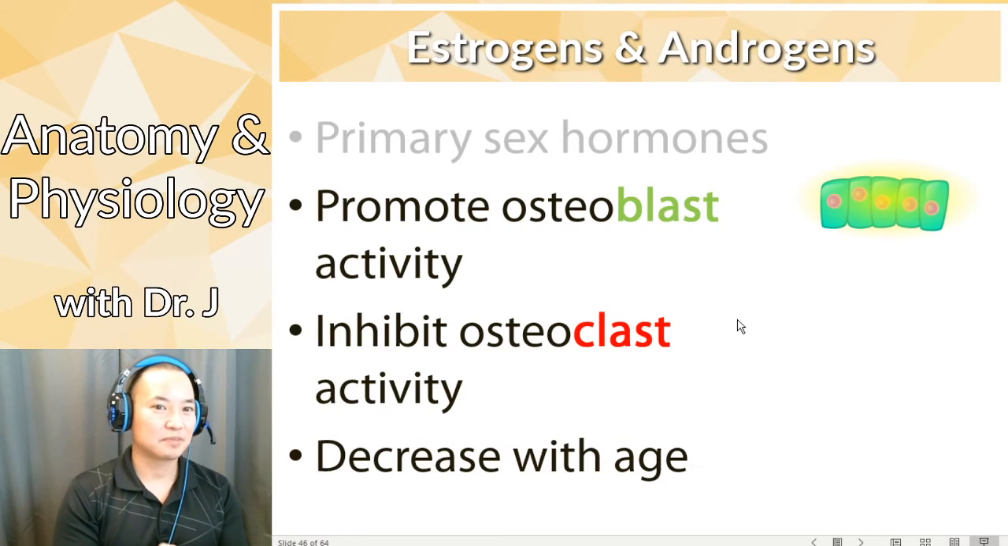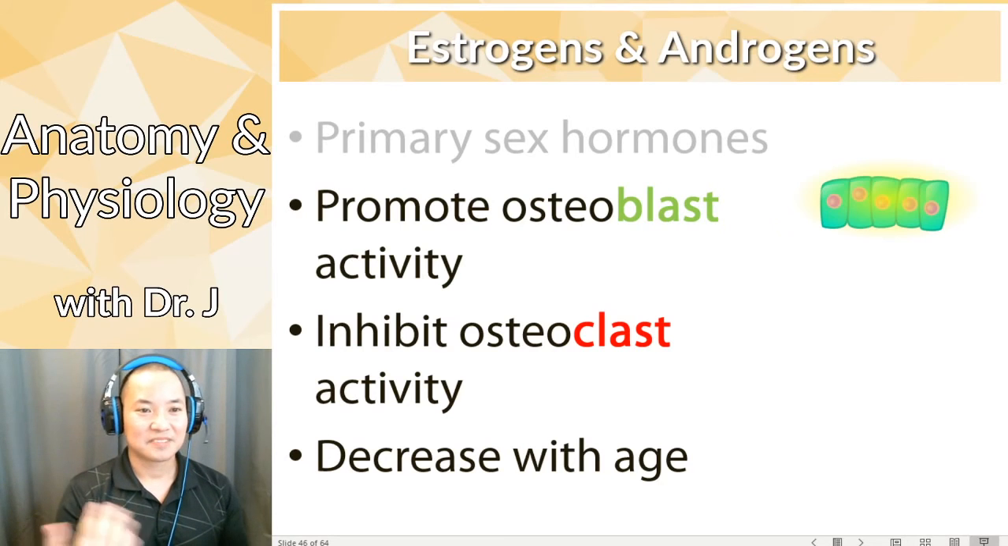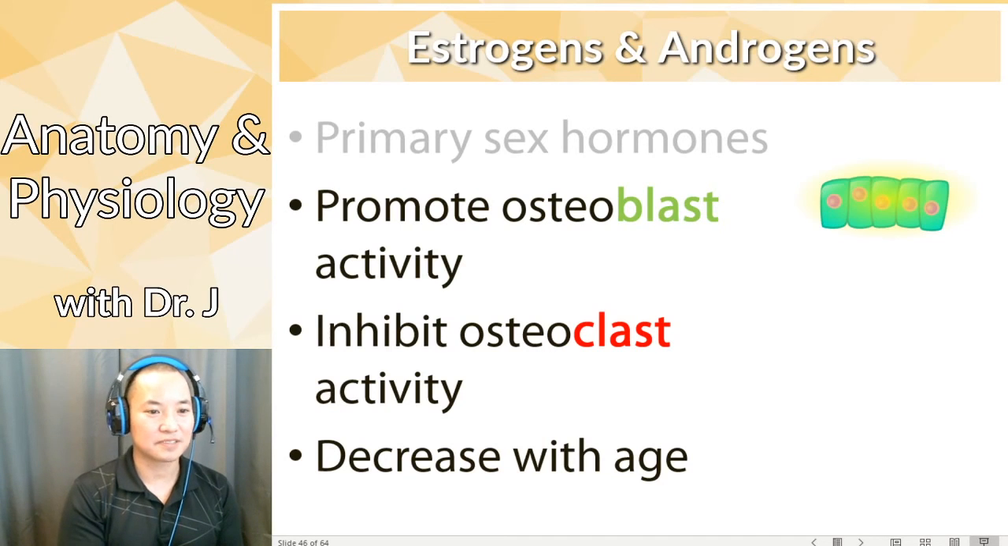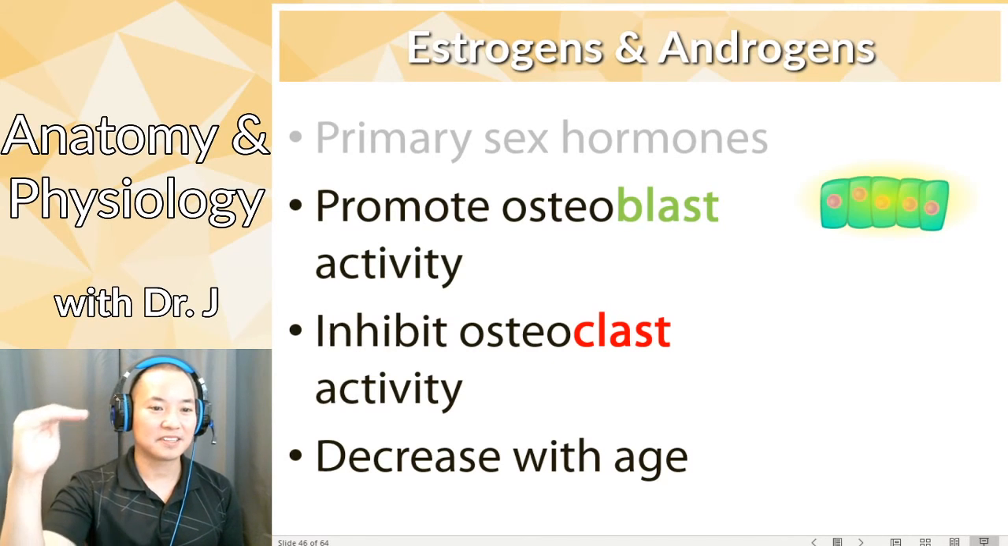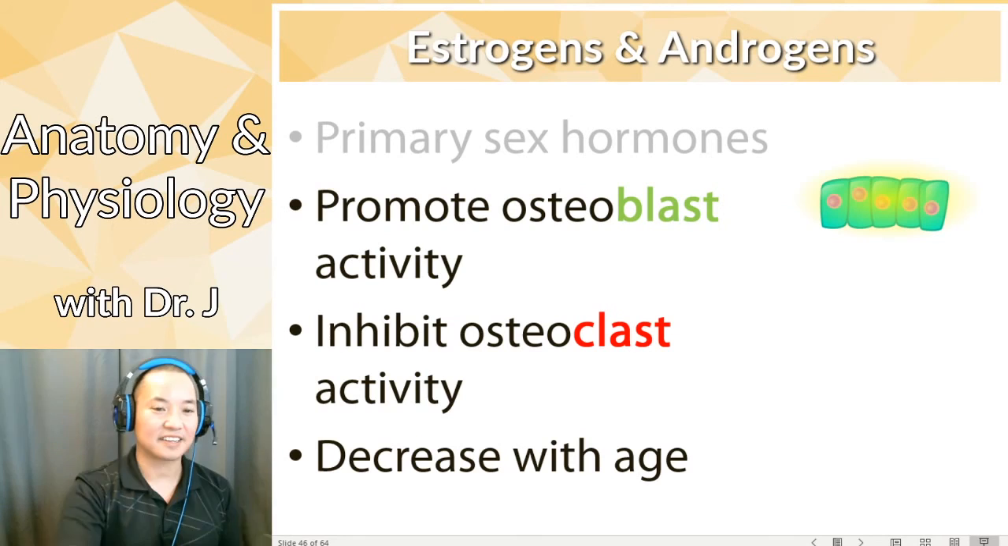But what happens with menopause? Well, a woman has finally ovulated her last egg. So you don't have that menstrual cycle anymore. Without that menstrual cycle, you don't get those surges in estrogens and progesterone. So a postmenopausal woman's estrogen levels just tank. If you have a drastic drop in estrogens, what happens?